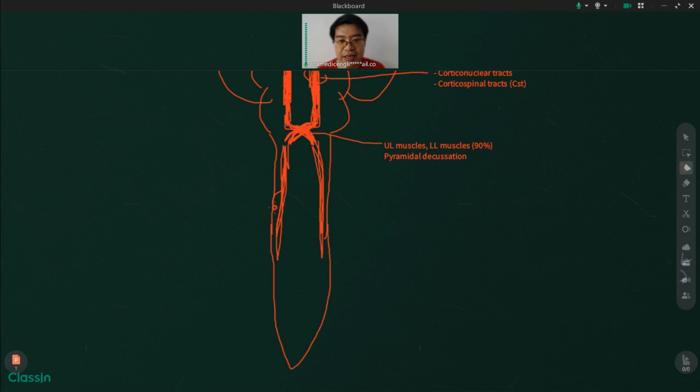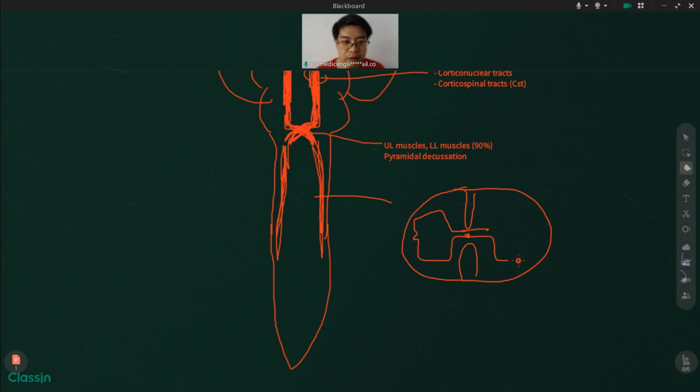So, let's say this is a segment of the spinal cord right here. Then you have the posterior median sulcus, anterior median fissure, central canal, gray matter, white matter. So where would it go? This lateral corticospinal tract is going to run right here.